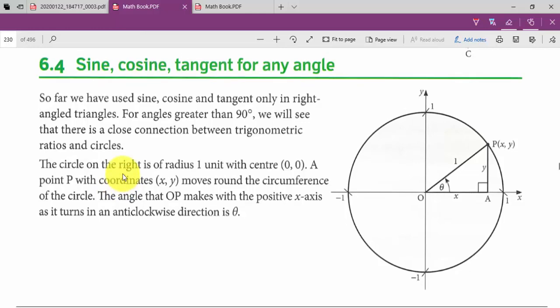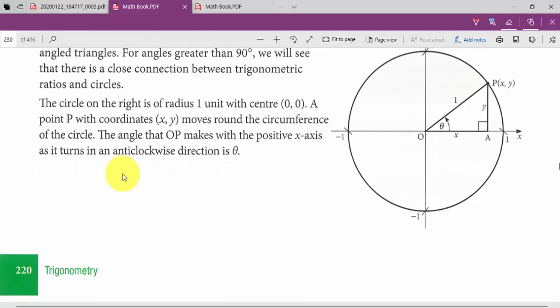So previously we learned how to use sine, cosine, and tangent to find missing sides and missing angles in right-angled triangles. Today we are going to talk about sine, cosine, and tangent in different fields.